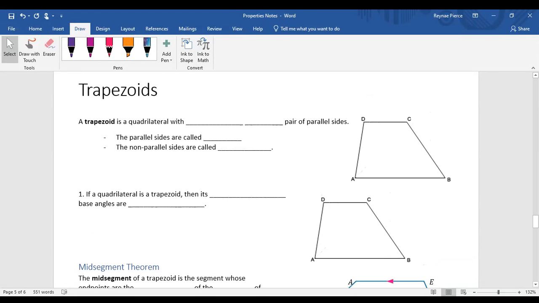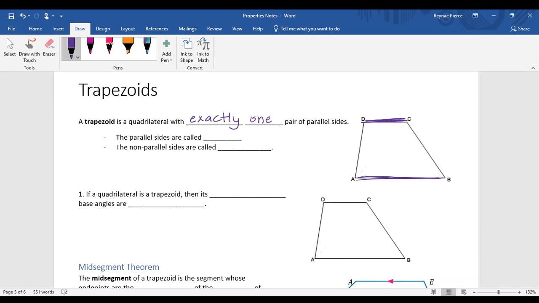All right. Another kind of quadrilateral that should look semi-familiar are trapezoids. Parallelograms had two pairs of parallel sides. Trapezoids have exactly one pair, or only one pair. The parallel sides are called the bases.